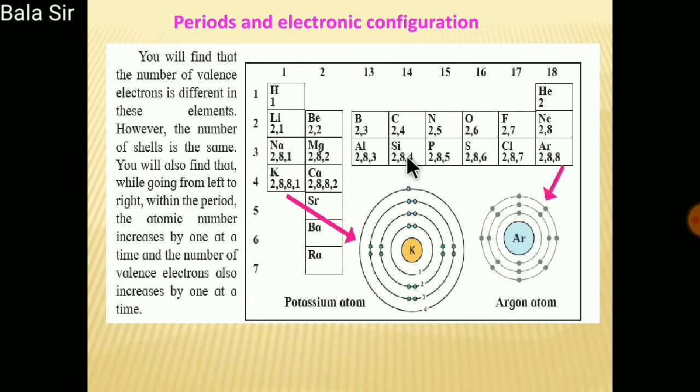You can see some examples given here for potassium and argon. The diagrams are given. So potassium is 2, 8, 8, 1. So first shell 2, second shell 8, third shell 8, and fourth shell is 1. Here argon is 2, 8, 8. First shell is 2, second shell is 8, and third shell is 8.